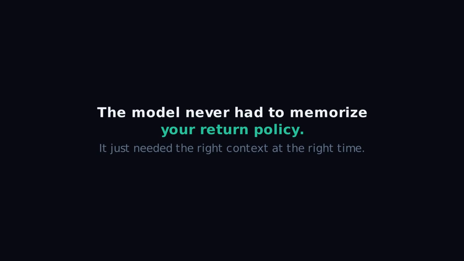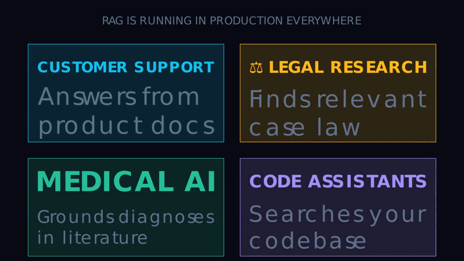It was never in the training data. It never needed to be. The model didn't learn anything new. It was just given the right context at the right time. That's the entire idea. RAG is not a research prototype. It's running in production everywhere you look.